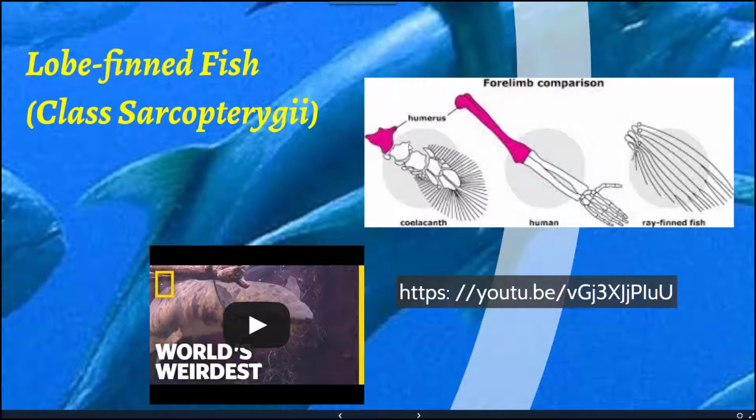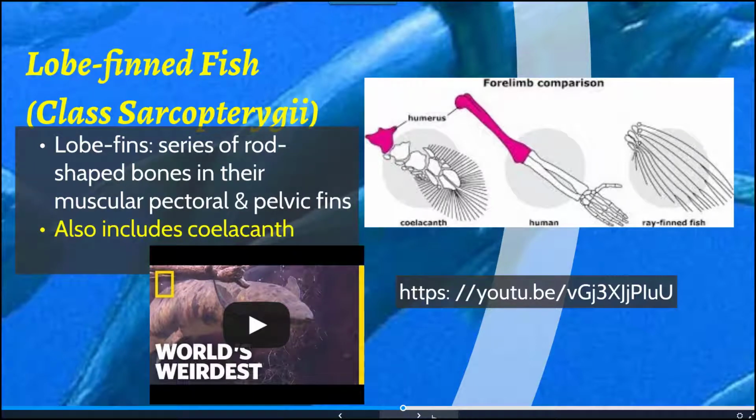So this is going to be a little bit different because when you have these series of bones, it's basically going to result in and allow for more of the ability to support the body of that organism. So these lobe-finned fish have a series of rod-shaped bones that allow them to kind of hold themselves upright. This includes, most famously, the coelacanth, so it's a good example of a fish that you can learn about in order to learn more about this particular structure. And also there's a YouTube link here if you're interested in seeing a little bit about these coelacanths and how they are so diverse.